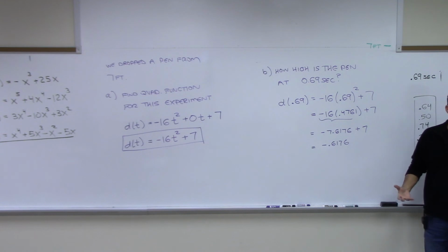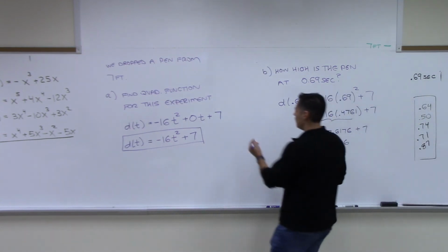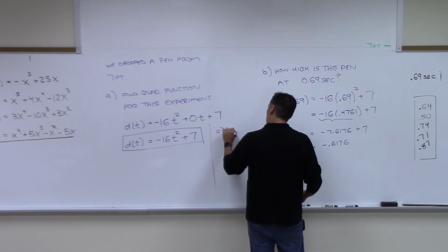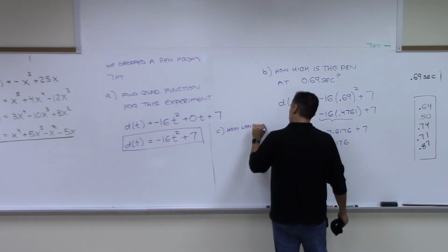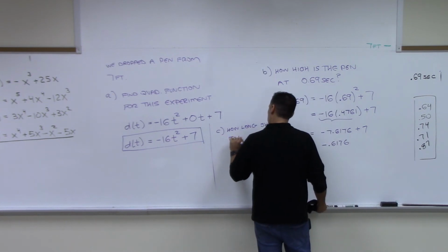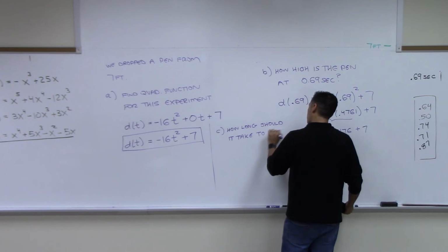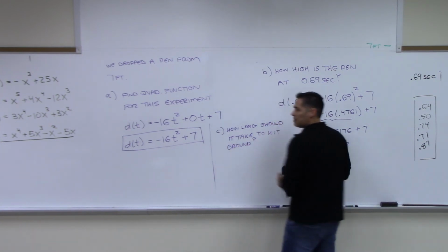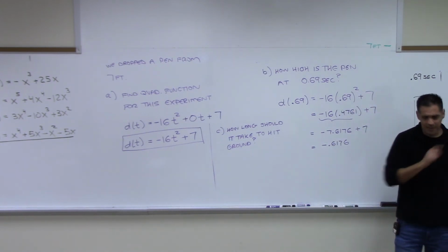What's the true result? How long should it take? That's part C. I'm going to squeeze that in here. For part C, how long should it take to hit the ground? So what am I asking you to do? Make it equal 0? Exactly.